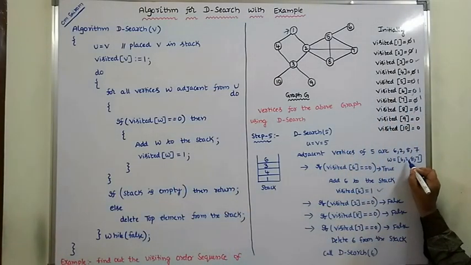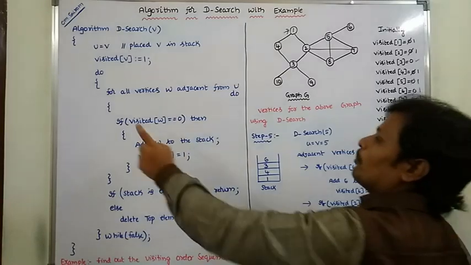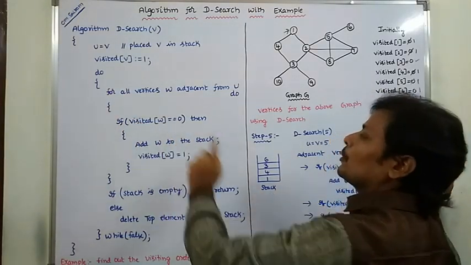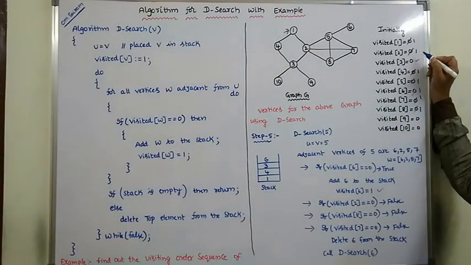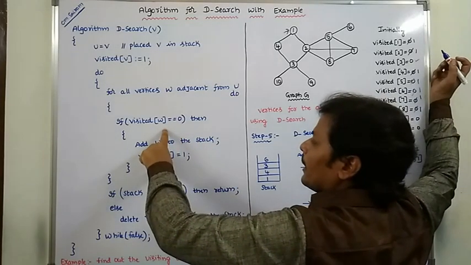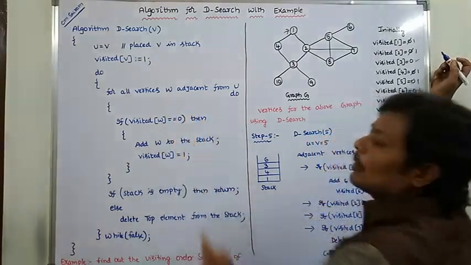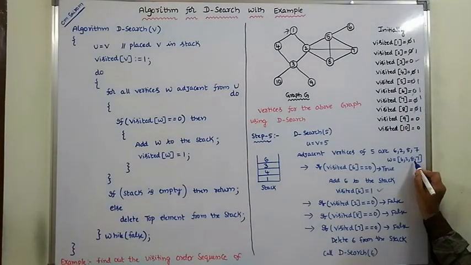Now w can be taken as 2. So brace begin. If visited of 2 is equal to 0, this is false. The control does not go to the if block. Again control goes to the for loop. Now w can be taken as 8.